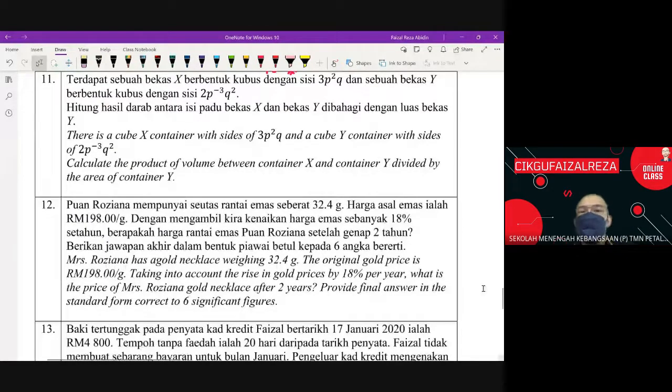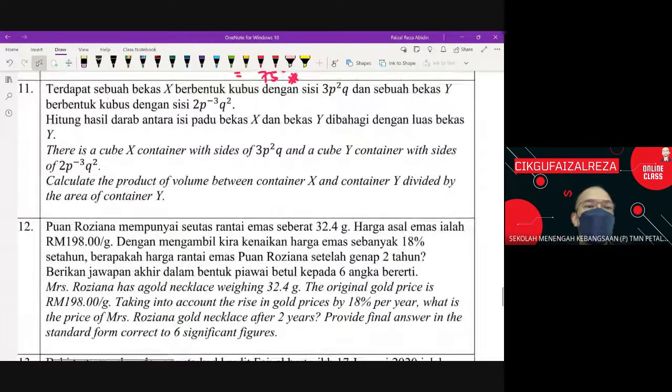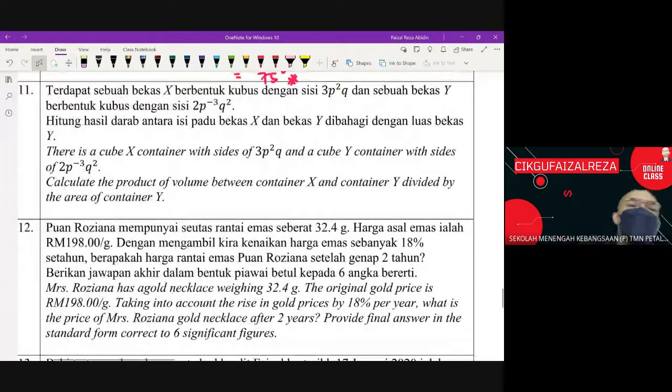Okay. So we look at question number 11 over here. There is a cube X container. What does it mean by cube? Square. Every length is going to be the same, isn't it? Okay, cube, with sides of 3p. If you look over here, the side for our x here is going to be 3p squared.